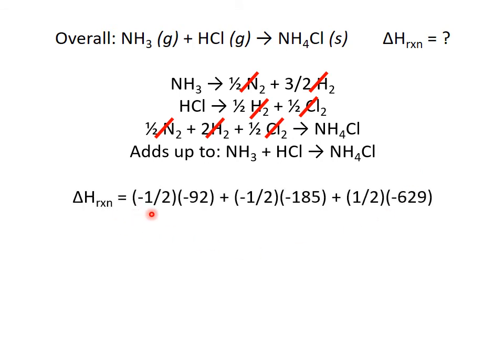We're going to do that -1/2 times -92 plus a -1/2 times -185 plus 1/2 times -629. So these are those delta H1, delta H2, delta H3 values. That means that we're going to get 46 plus 92 minus 314, giving us a final answer of minus 176 kilojoules. So there you go.